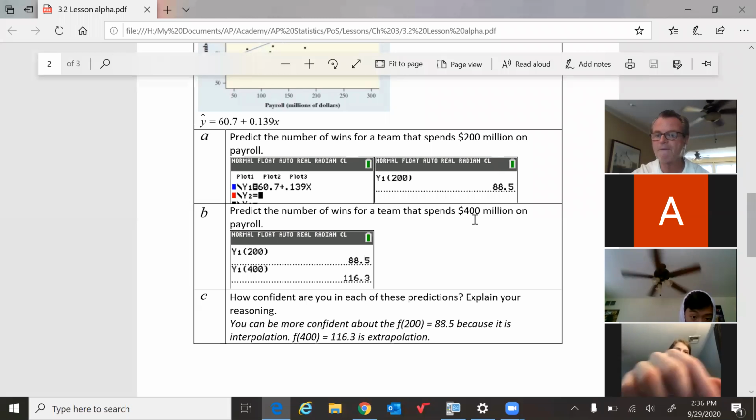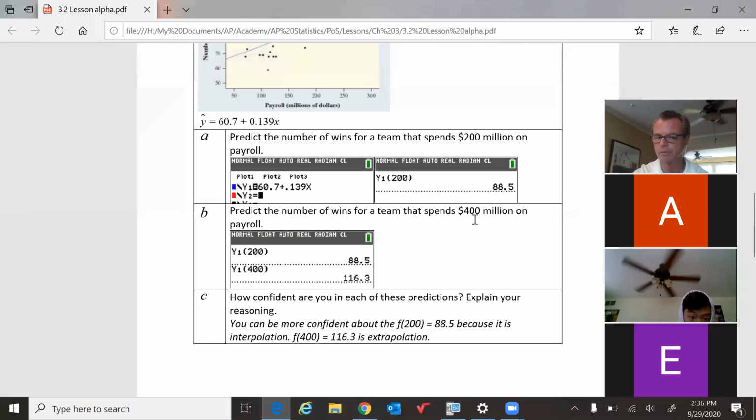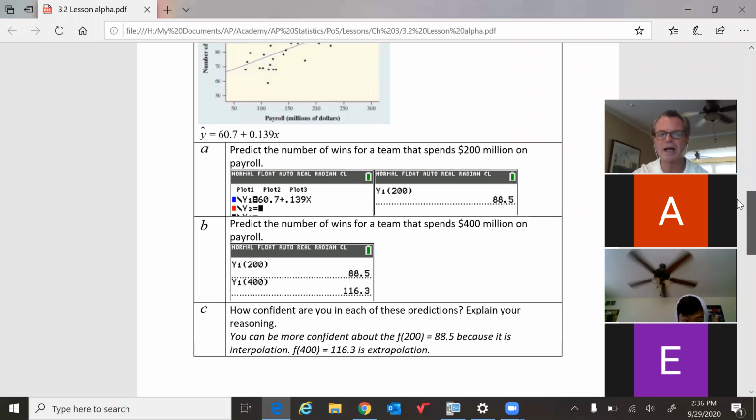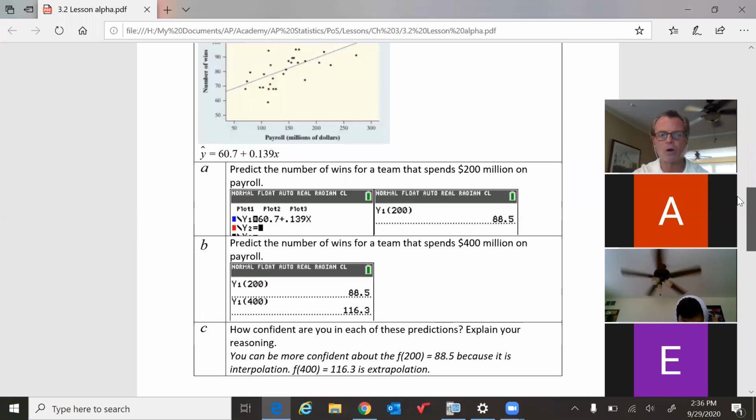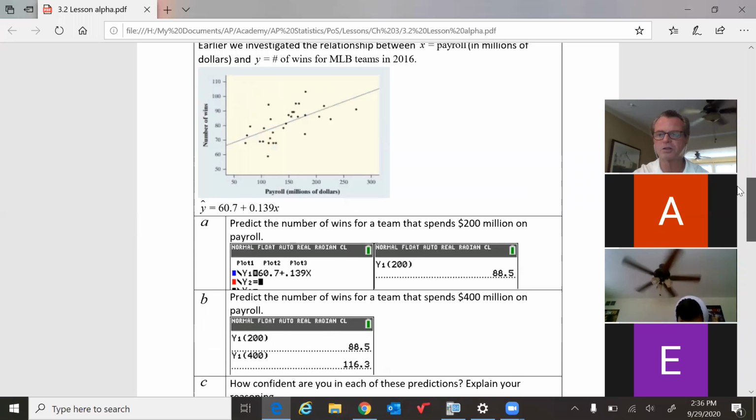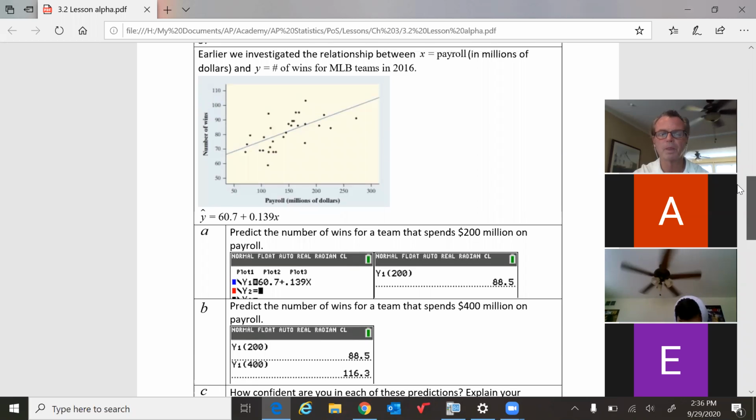How about if you spend $400 million? 400 in the function generates 116 wins, which has only been done once in history. 2001, Seattle won 116 games, but then they lost and never made it to the World Series. But what's the difference? 200 is here. It's interpolation. It's inside the data set.